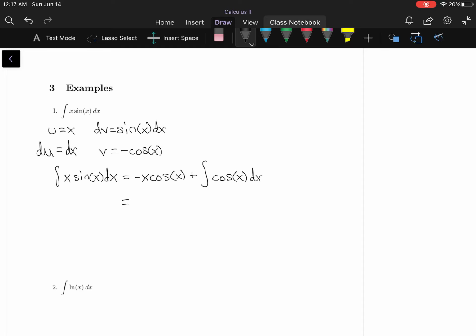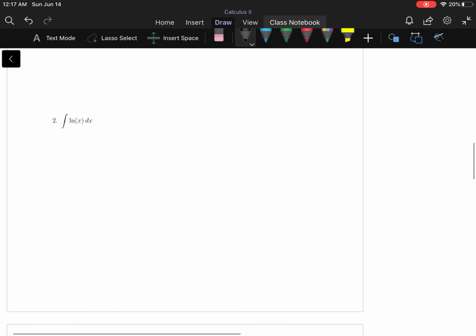So finally, I can evaluate that remaining integral on the right-hand side. I have negative x cosine of x plus, and when I integrate cosine of x, I get sine of x plus c. And it's at this point you bring the c into your answer. And that's it. Let's take a look at number 2, our second example here.